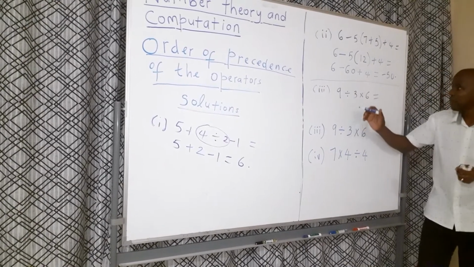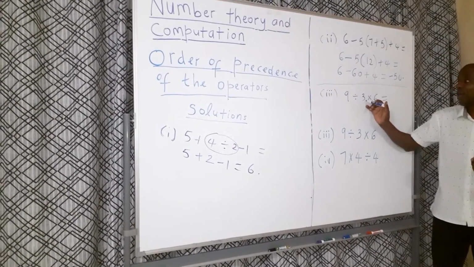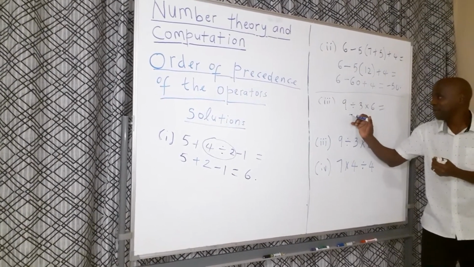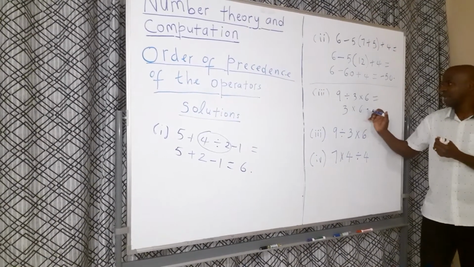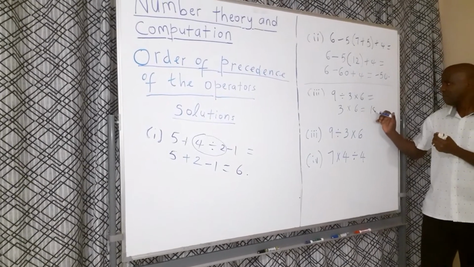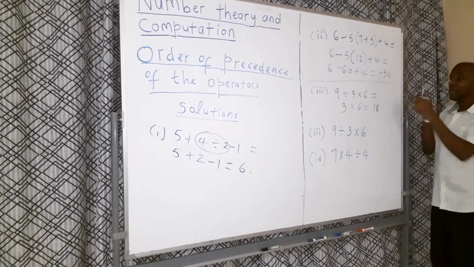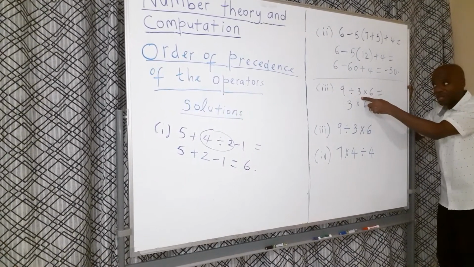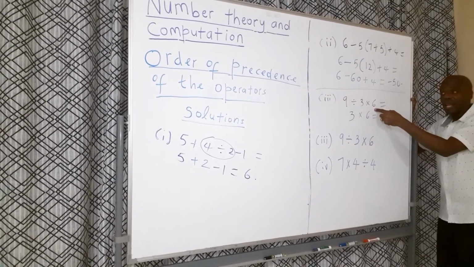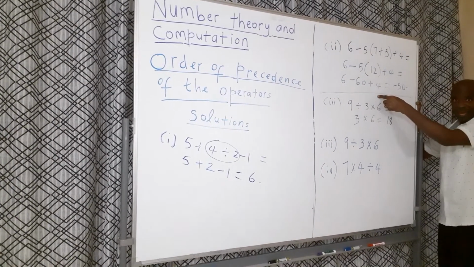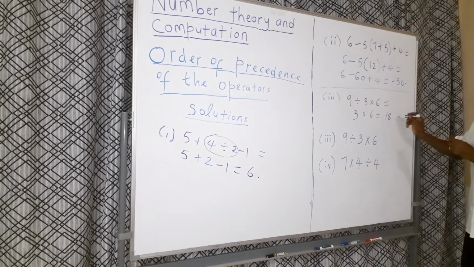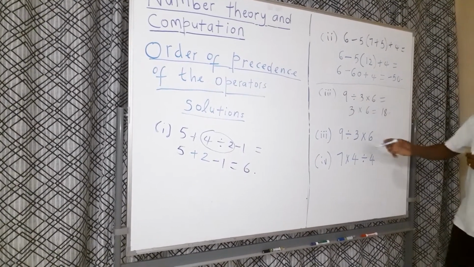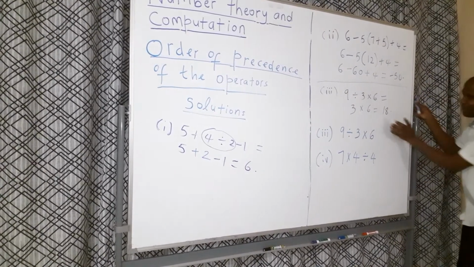So therefore, 9 divided by 3 is equal to 3. And then we multiply this by 6, and the answer is 18. If you had said 6 times 3 first, you would have gotten 18, but then 9 divided by 18 is 1/2, which is different from 18. So we have to divide first because division comes first in this case. And the last part, part 4.